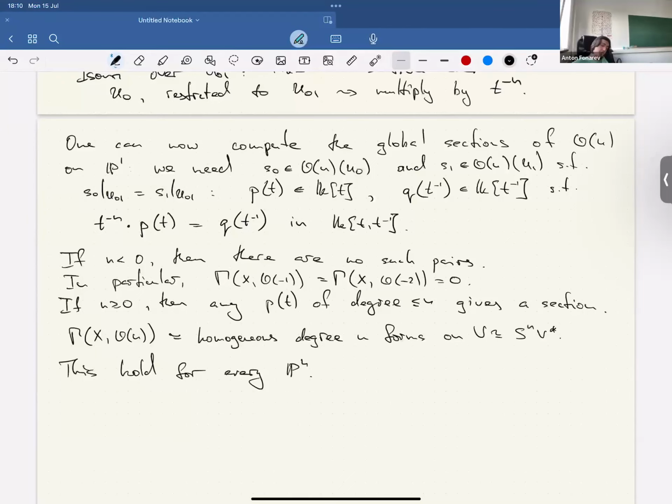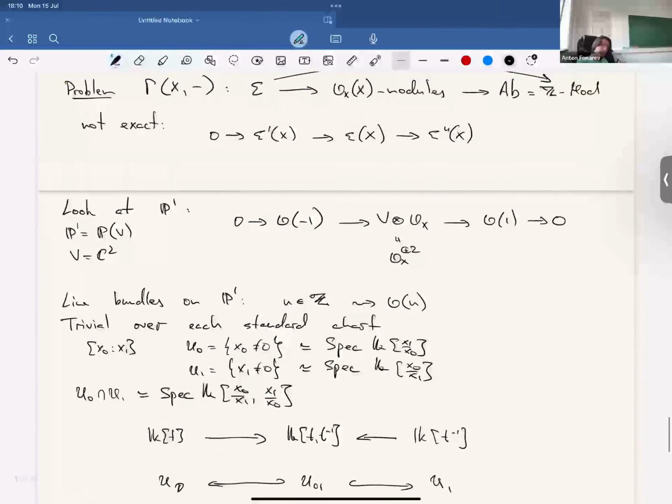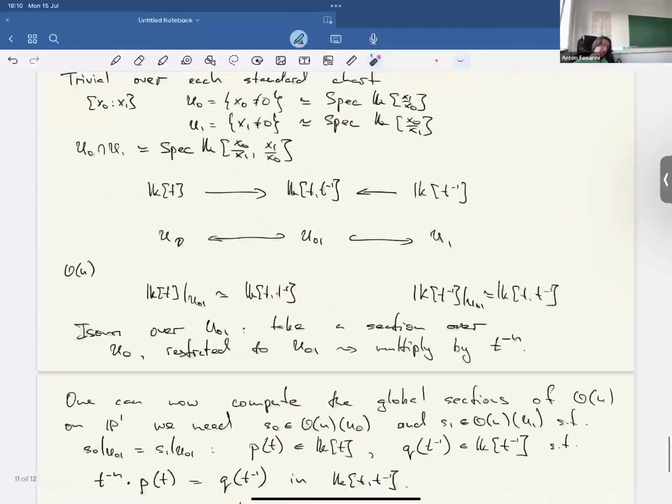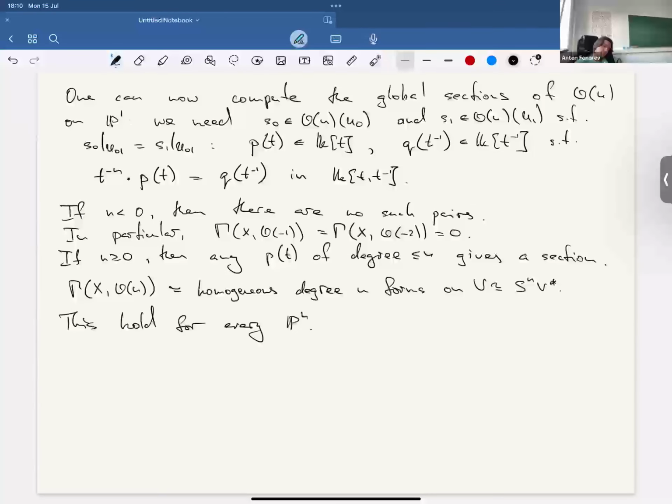And now let's return to our short exact sequence that we started with. This was my short exact sequence. So let me take this sequence: 0 goes to O(-1), goes to, well, let me write it as 2 copies of the trivial sheaf, goes to O(1). I explained what all the terms are. A good exercise is to check by hand that the quotient of this map, the inclusion map, is indeed isomorphic to the line bundle O(1).